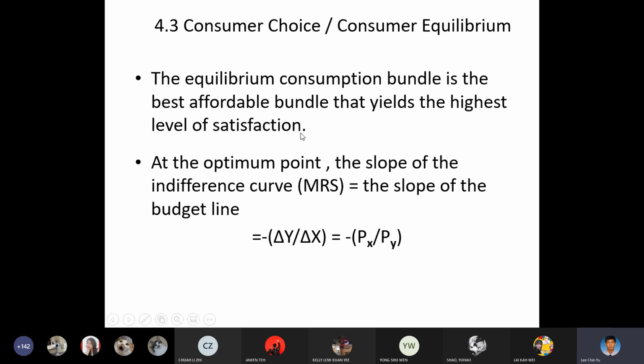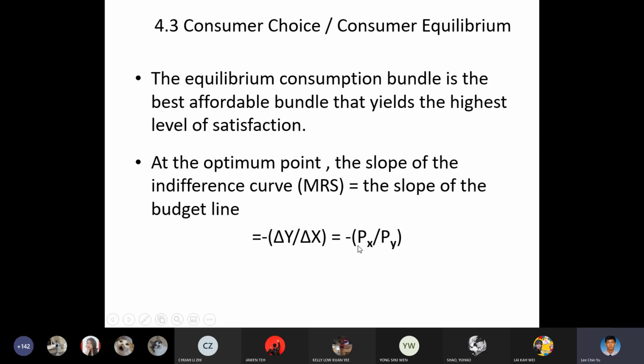Because we already compared, we notice that the indifference curve three gives you the highest satisfaction, and then you use all the income. So at the optimum point, the slope of the indifference curve must be equal to the slope of the budget line. Must be the same.